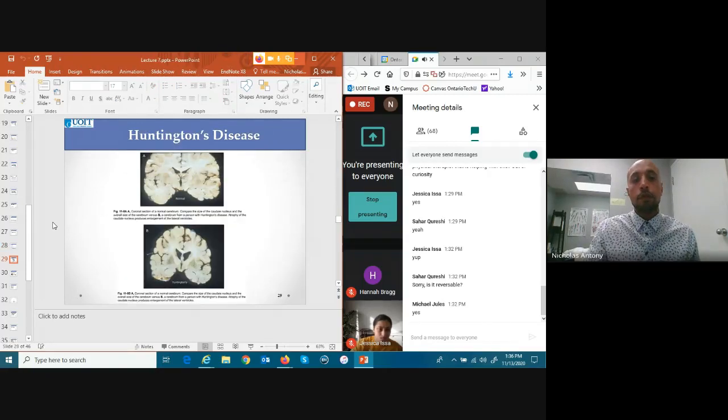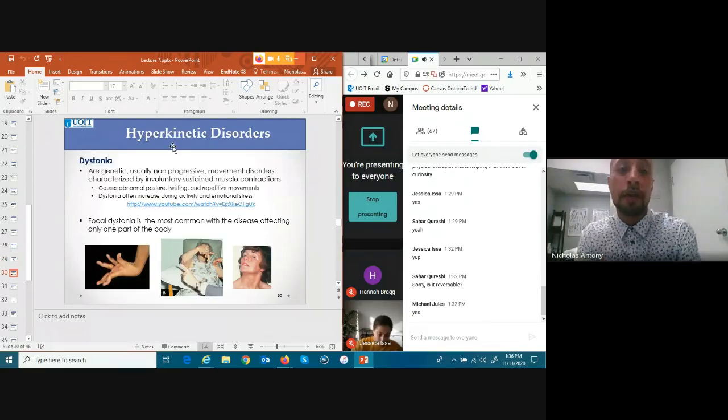If you look at someone's brain with Huntington's, see how there's degeneration not only in the basal ganglia, but like sort of all over. So it leads to dementia and lots of other problems. But the jerky movements, the hyperkinetic symptoms of Huntington's, are a result of the basal ganglia being affected, specifically the globus pallidus.